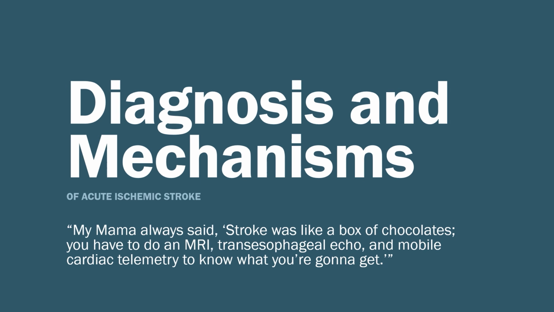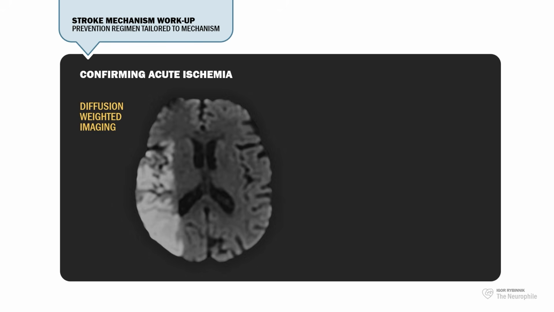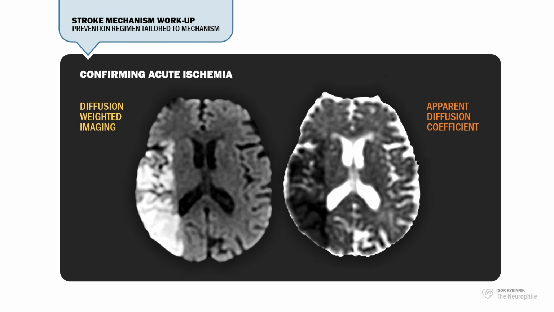But first, how can we confirm acute ischemic stroke? I know, in our case the diagnosis is painfully obvious, but that's not always the situation. The gold standard of diagnosis is diffusion-weighted imaging sequence, along with its evil twin, the apparent diffusion coefficient. This sequence shows areas of energy failure, cytotoxic cerebral edema.